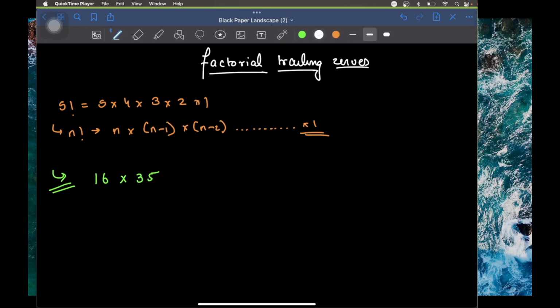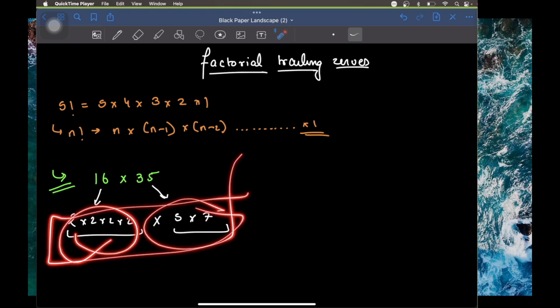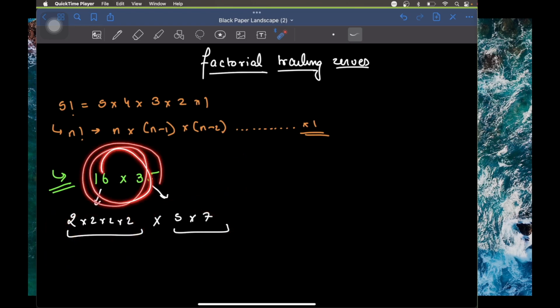Then what can 16 be written as? 16 can be written as 2 into 2 into 2 into 2. That is 2 raised to the power 4. And 35 can be written as 5 into 7. And you can actually do the multiplication of these prime factors also. Can I say that? So whenever two numbers are getting multiplied, you can calculate their prime factors and individually multiply the prime factors instead of just directly multiplying the numbers.